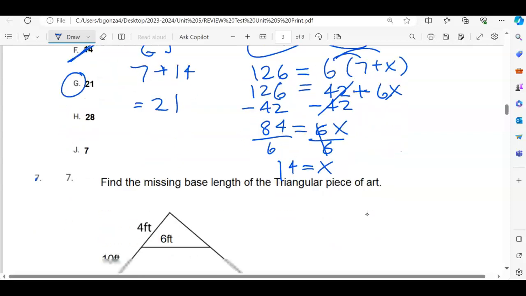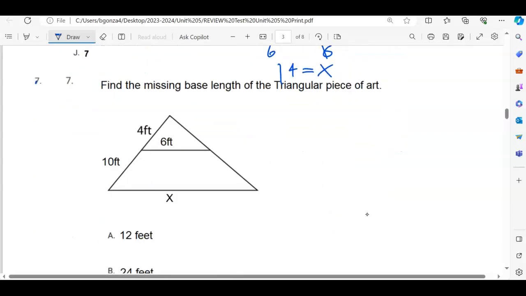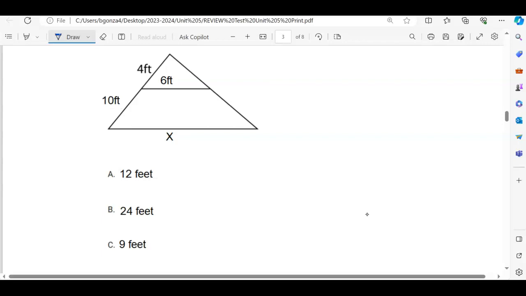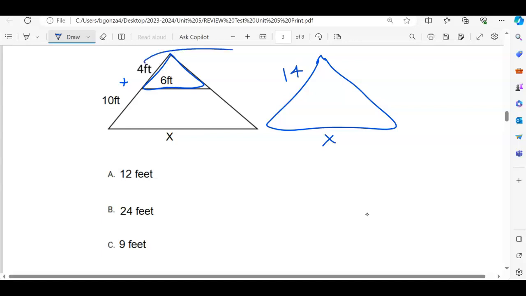Cool. Number 7, find the missing length. Once again, we're doing small to big. So small triangle is 4 and 6. Big triangle, the bottom is x for sure. But what about the sides? Well, I got to add them. 10 plus 4 is 14. So again, 4 to 14, 6 to x.